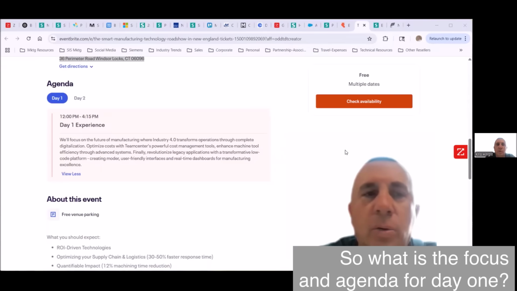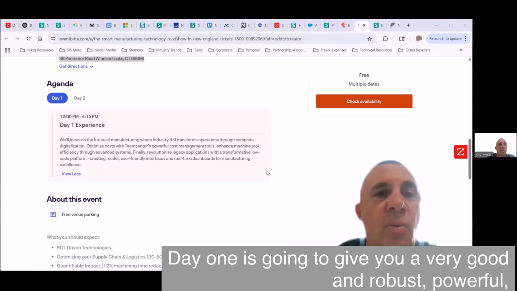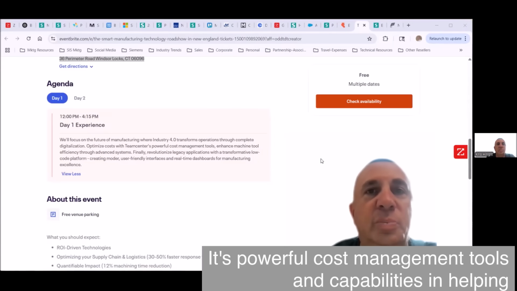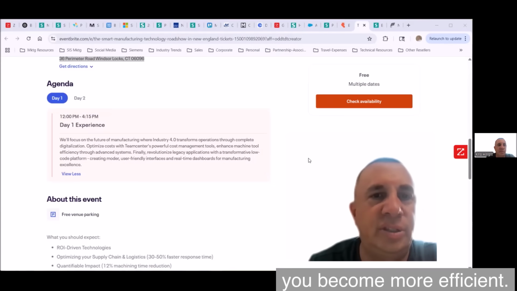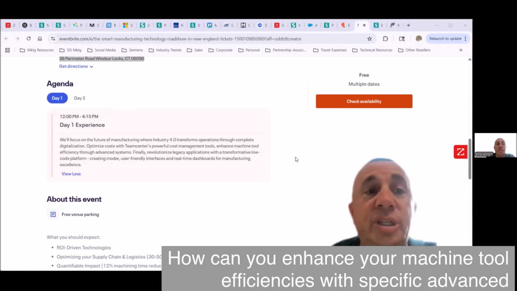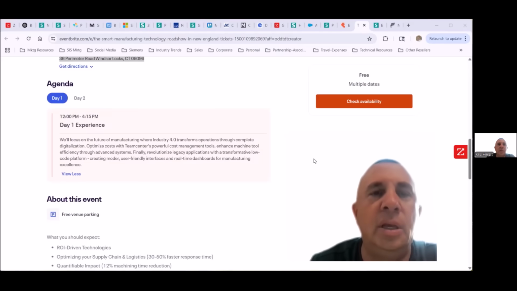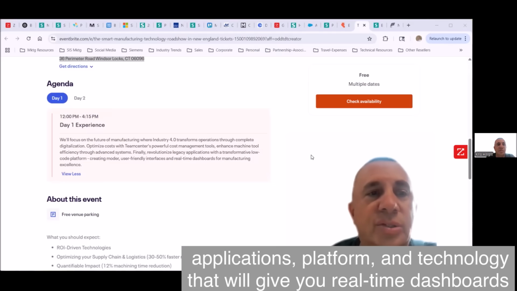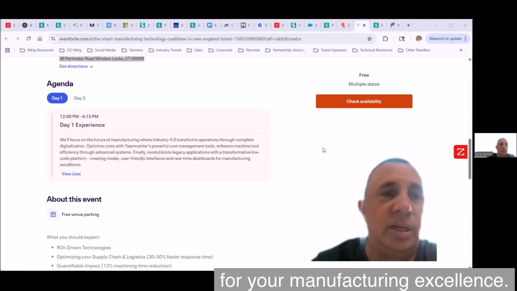So what is the focus and agenda for day one? Day one is going to give you a very robust, powerful, and efficient PLM tool called Teamcenter. It has powerful cost management tools and capabilities to help you become more efficient. How can you enhance your machine tool efficiencies with specific advanced systems at your disposal? And then, including that day, helping you revolutionize your legacy applications, platform, and technology that will give you real-time dashboards for your manufacturing excellence.